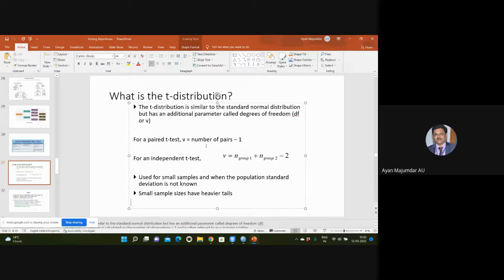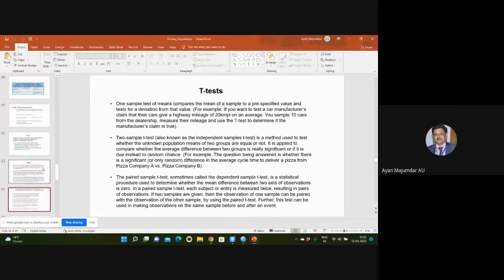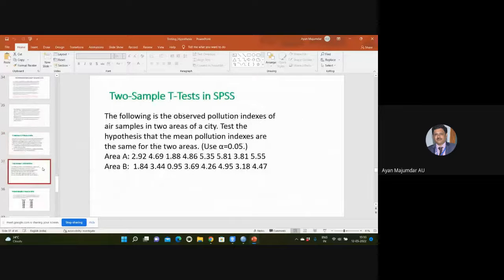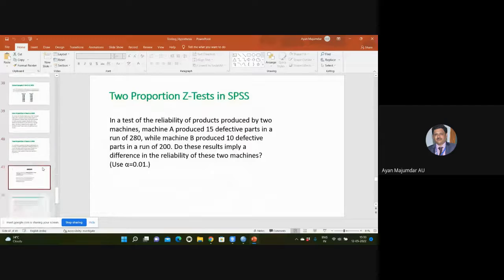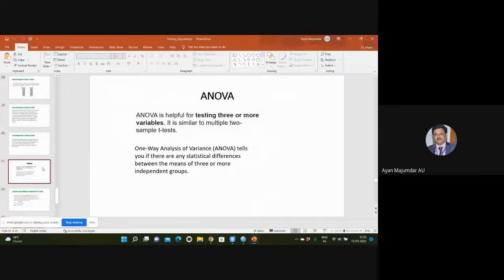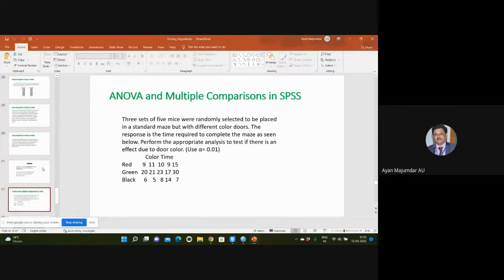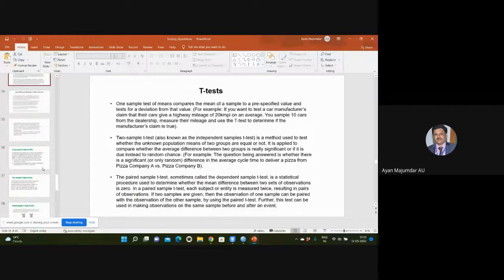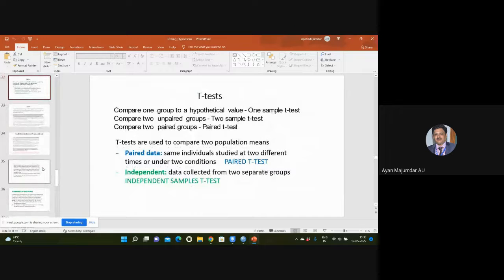Now, if the sample size is more than 30, then we will move to the Z test. And if we have more than 3 samples, then we will use ANOVA. So first, we will take up the t-test. The t-test is basically of 3 types: one sample t-test, two sample t-test, and paired t-test.